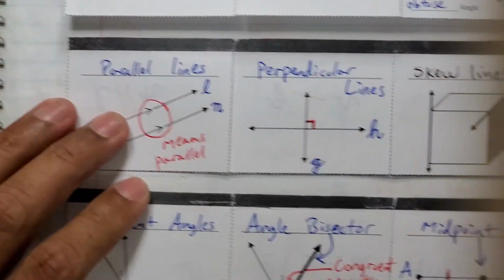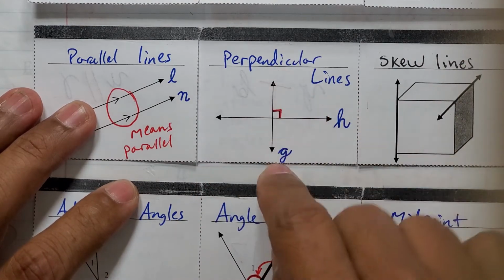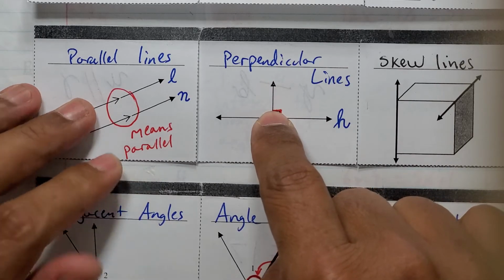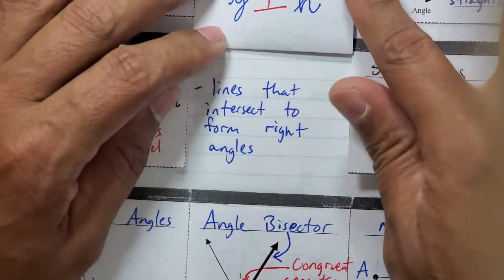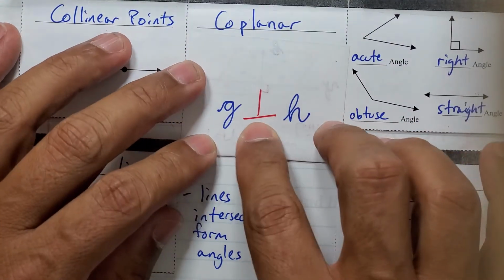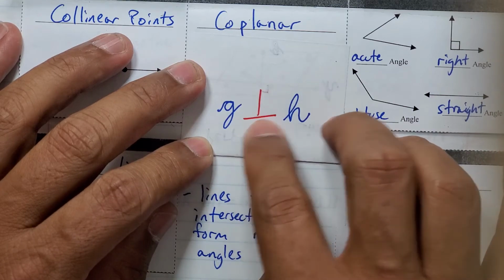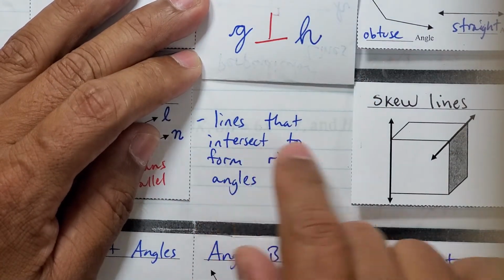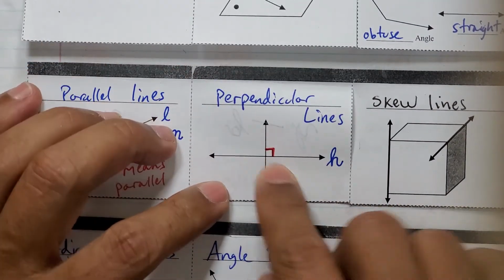Okay, the next one is perpendicular lines, and this is line H, this is line G. And when they intersect, they form right angles. So that's a definition of perpendicular lines in geometry. And we use this notation or symbol to represent perpendicular. So this is saying line G is perpendicular to line H. And the definition is lines that intersect to form right angles. Okay, and that goes with the diagram.